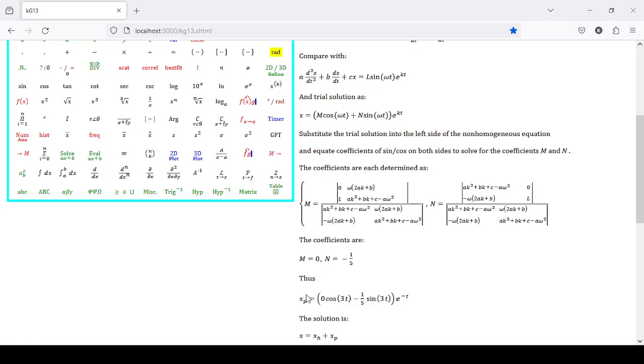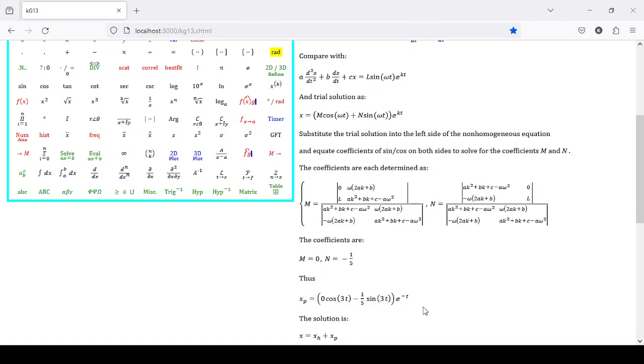So our particular solution therefore is m cos omega t plus n sine omega t, times e to the minus t. So it will be 0 cos 3t minus 1/5 sine 3t, times e to the minus t.